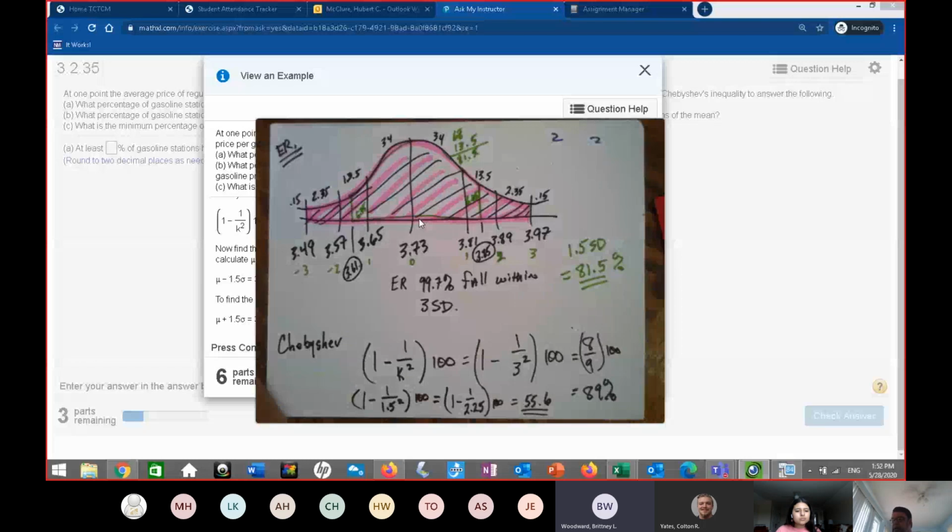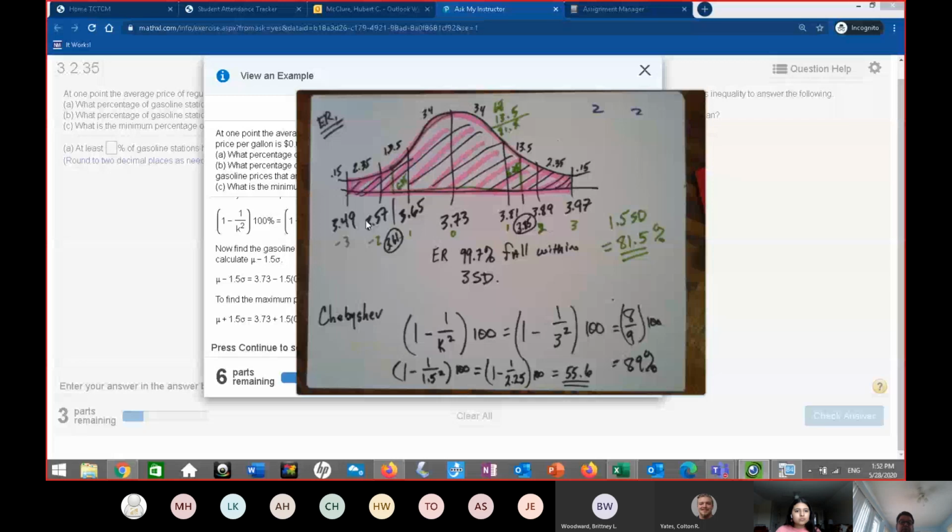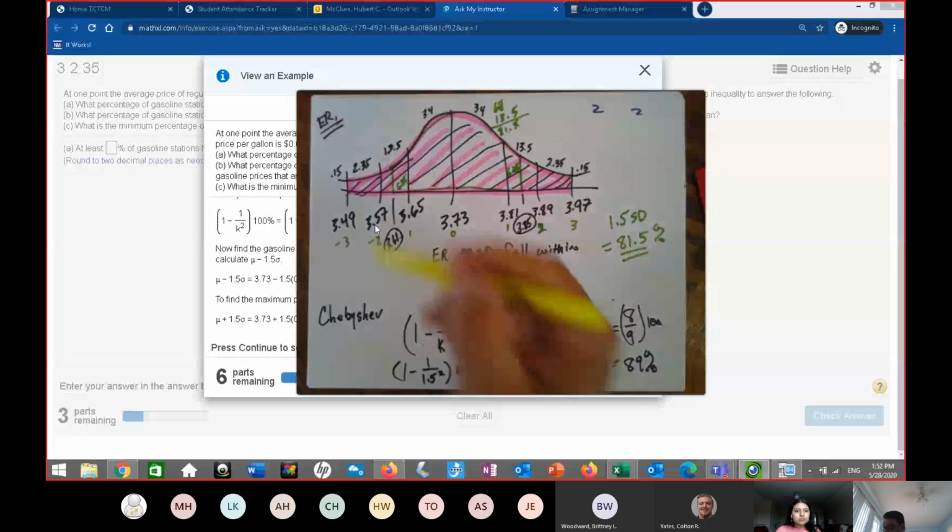Where's my other highlighter? I got another highlighter. Where is it? There it is. Okay, what were the numbers? 357 and 389. Yes, sir. 357, that's close enough right there.